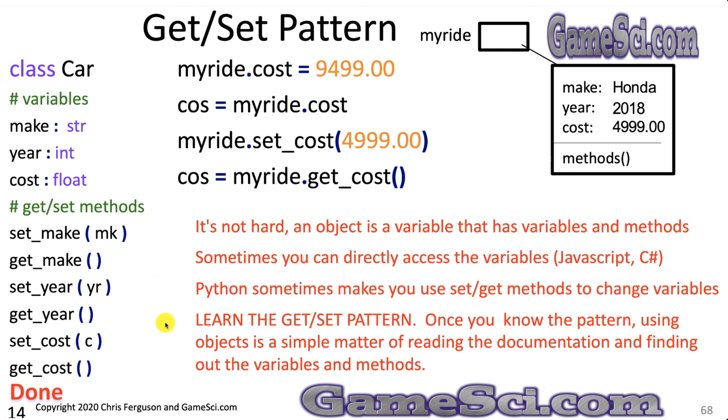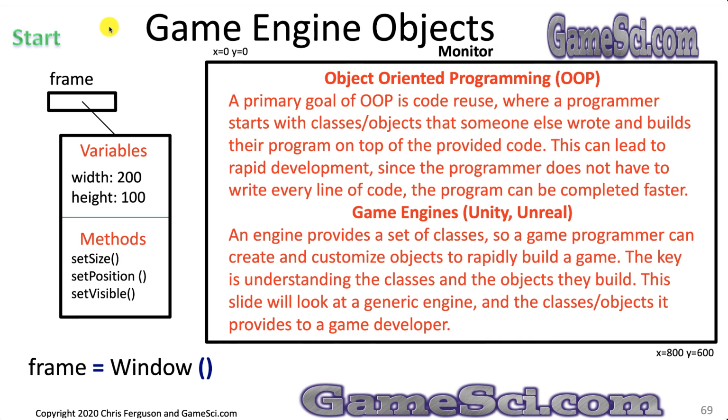Learn the get set pattern. Once you know the pattern, using objects is a simple matter of reading the documentation and finding out what are the variables and or methods of the object. The final slide, game engine objects.